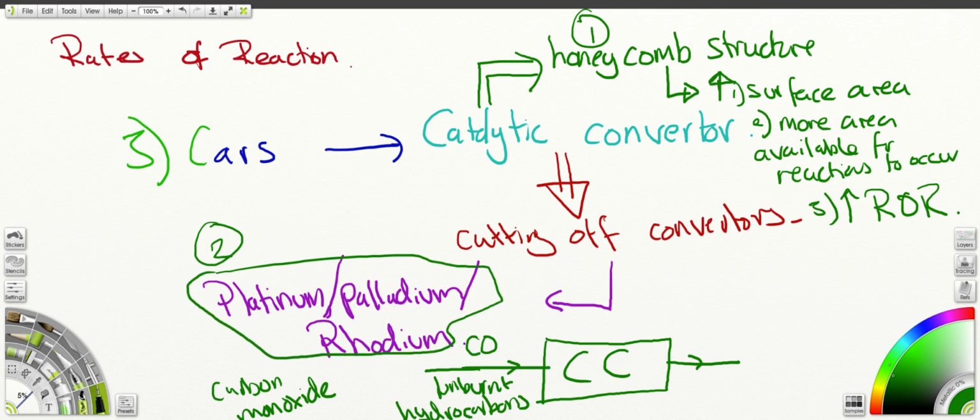It's going to convert these really harmful substances, your carbon monoxide and your unburnt hydrocarbons, into carbon dioxide and, I believe, water. Yes, and water. Now, the problem with carbon dioxide is obviously it's a greenhouse gas, which causes global warming. However, it's better to have carbon dioxide than toxic carbon monoxide, and better than toxic unburnt hydrocarbons that could contain impurities, etc. So that's catalytic converters done.